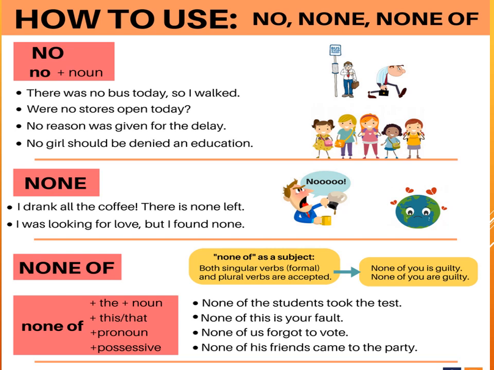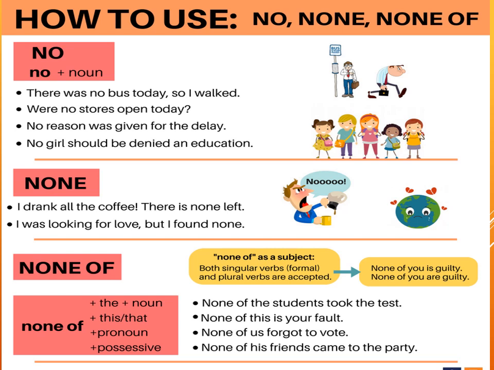None of this is your fault. So here, when you say "this," that talks about something, some subject there, isn't it? None of us, again a pronoun. Us is a personal pronoun, and "none of" sits before the personal pronoun there.